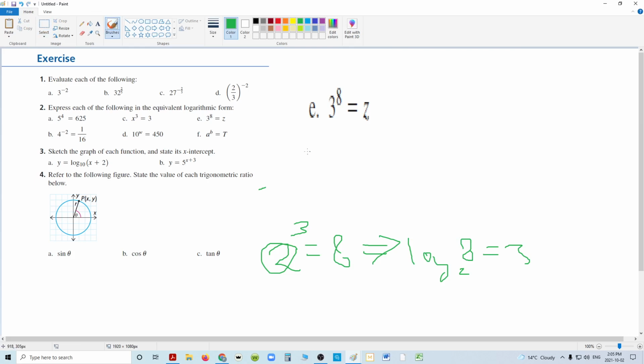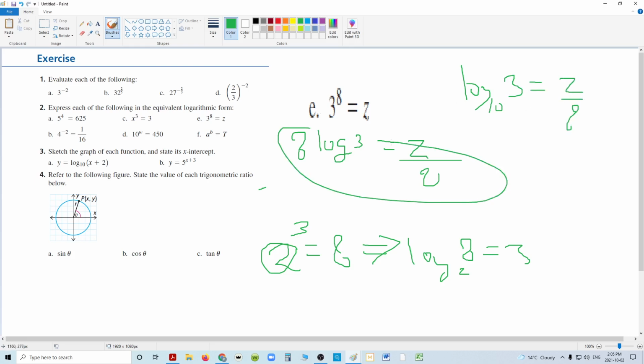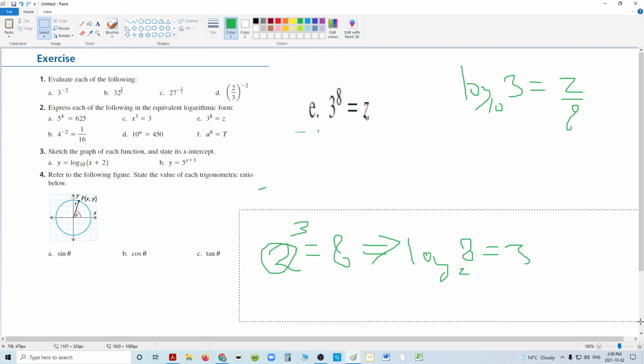If you wanted to do it the long way, you do log of 3 to the 8, the 8 can go over here, is equal to Z, and then you just divide it by 8. This method expresses it as a log of 10, so it's saying the log base 3 of 10 is equal to Z over 8. But they don't want us to do that. They want it as a base of 3. It's interesting to notice that connection.